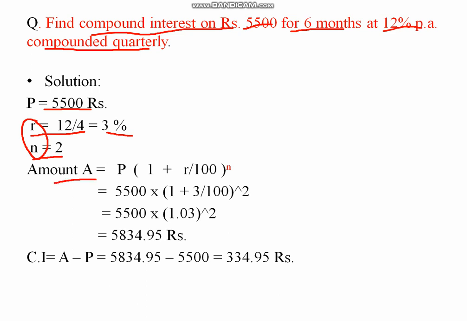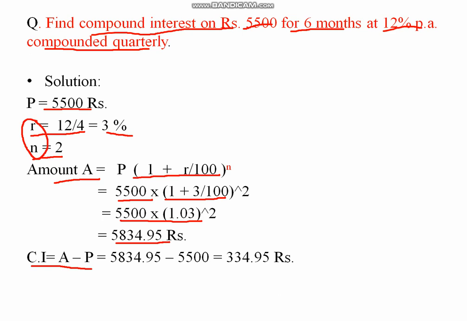Now use the formula: amount A is equal to P in bracket 1 plus R upon 100, raised to N. Use the values: 5500 into bracket 1 plus 3 upon 100 squared, which is equal to 5500 into 1.03 squared, and after calculation we get 5834.95 rupees. This is the amount.